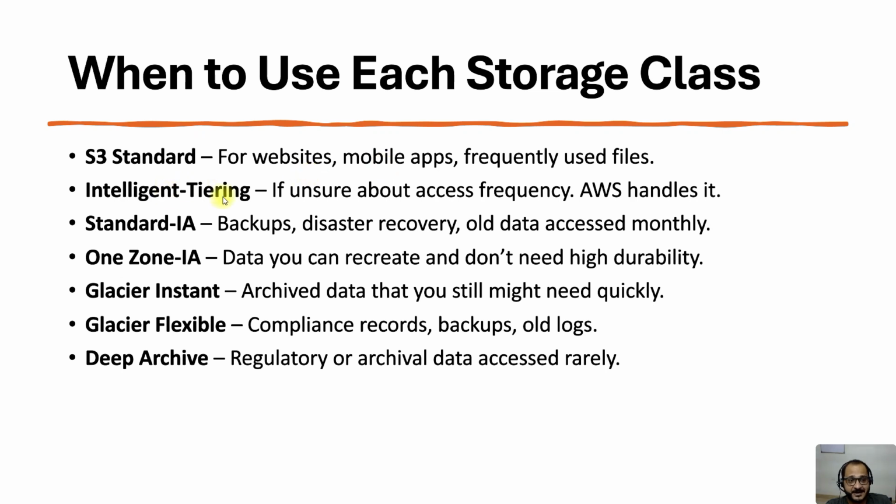Then we have Intelligent-Tiering. If you are unsure about the access frequency, then you can go with Intelligent-Tiering, and AWS automatically moves data between the tiers. Then we have Standard Infrequent Access. This is generally used for backup, disaster recovery, and old data, where you are going to access your data once or twice a month.